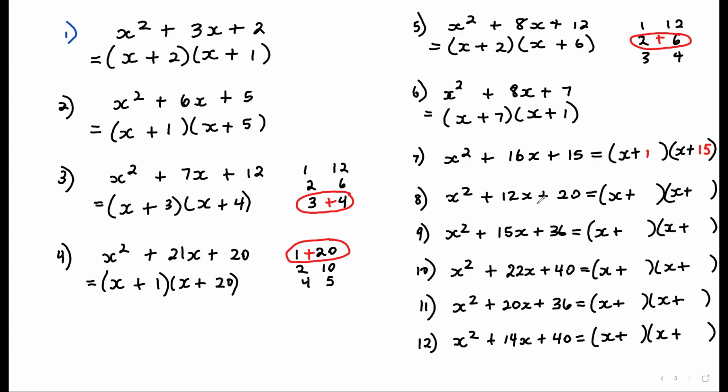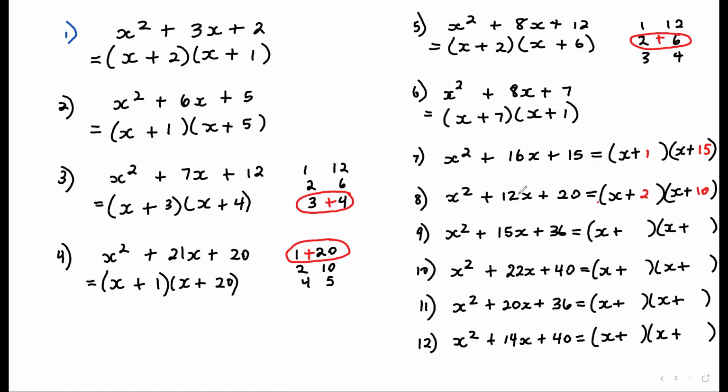In number 8, we have x squared plus 12x plus 20. Well, the factors of 20 are 1 and 20, 2 and 10, and 4 and 5. So the factors of 20 that would add to give me 12 will be 2 and 10. All right, 2 times 10 is 20, and 2 plus 10 is 12.